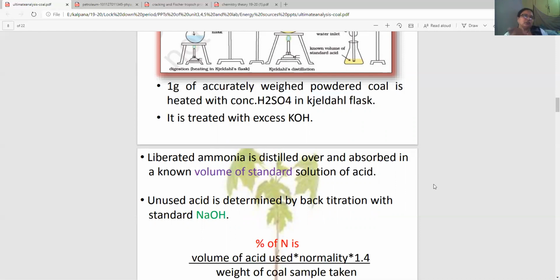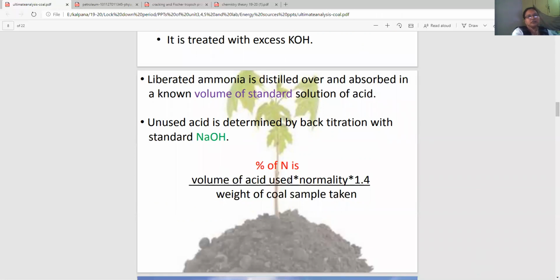Right? Now the unused acid is determined by back titration with standard NaOH solution. So this is just an acid-base titration. Now, percentage of nitrogen is volume of acid used into normality of the acid into 1.4 by weight of coal sample taken. How we get this 1.4 is, 14 is the atomic weight of nitrogen, so 14 by 1000 into 100. That gives us 1.4. Clear? Right?